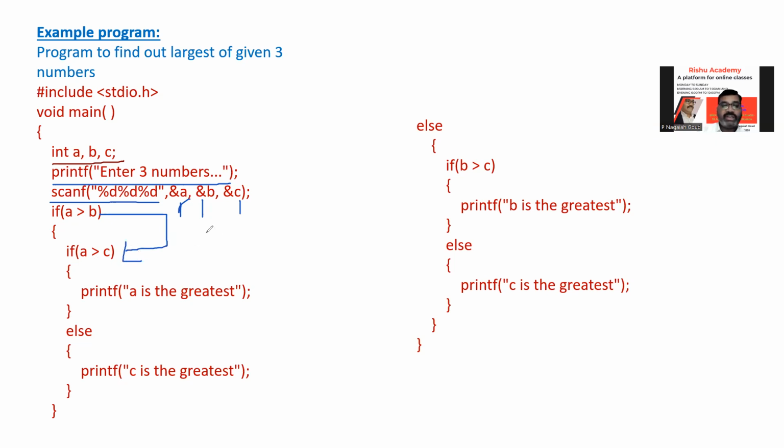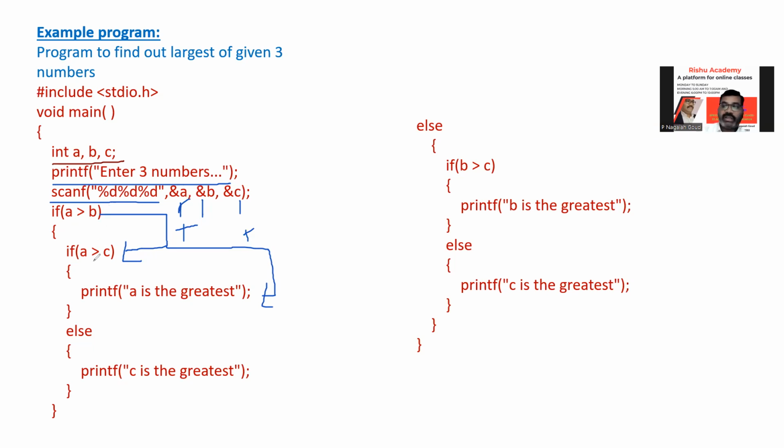Assume that this condition is also true. Then what do you have to write? Condition 1 is true, condition 2 is also true. Then execute that A is big. Yes or no? A is greater than B. True means A is the largest number compared to B.